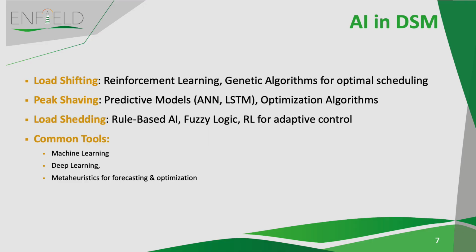Load shedding relies on rule-based AI and fuzzy logic to prioritize which loads to cut during emergencies, and reinforcement learning helps improve these decisions over time. Across all techniques, machine learning and deep learning are used for forecasting, while meta-heuristic algorithms handle complex optimization problems. Together, these AI tools make smart buildings truly responsive to the grid.